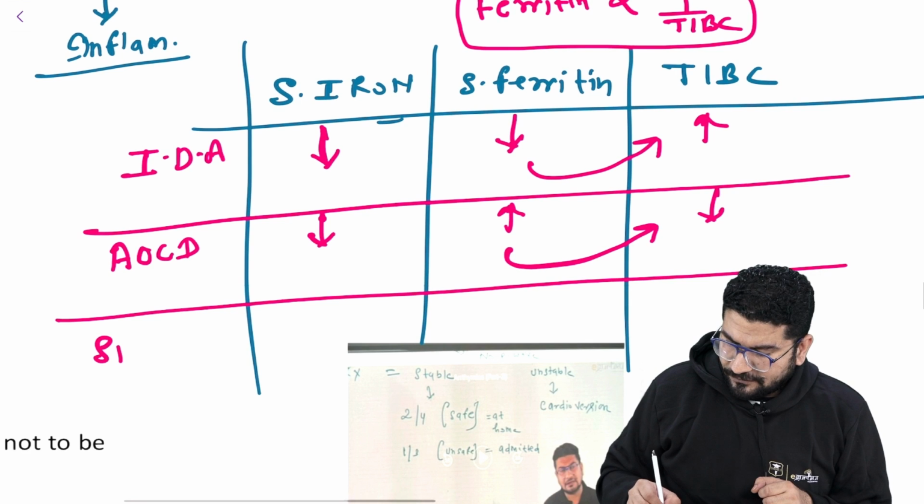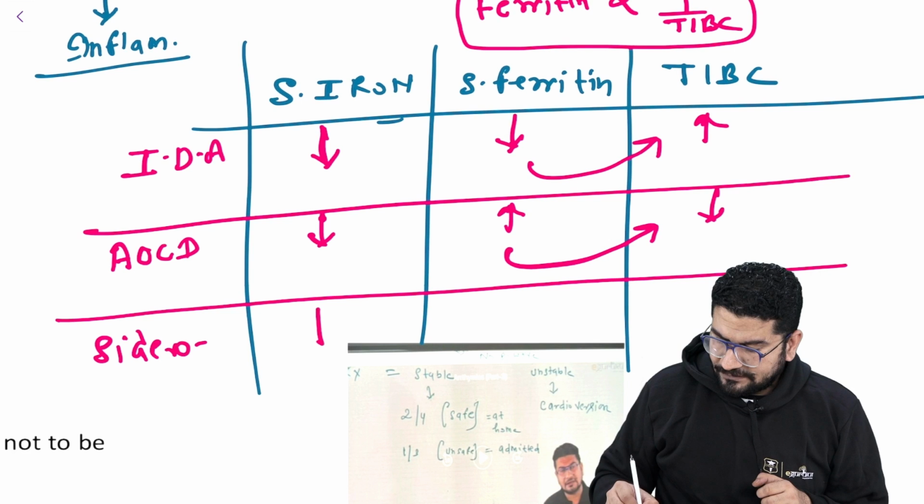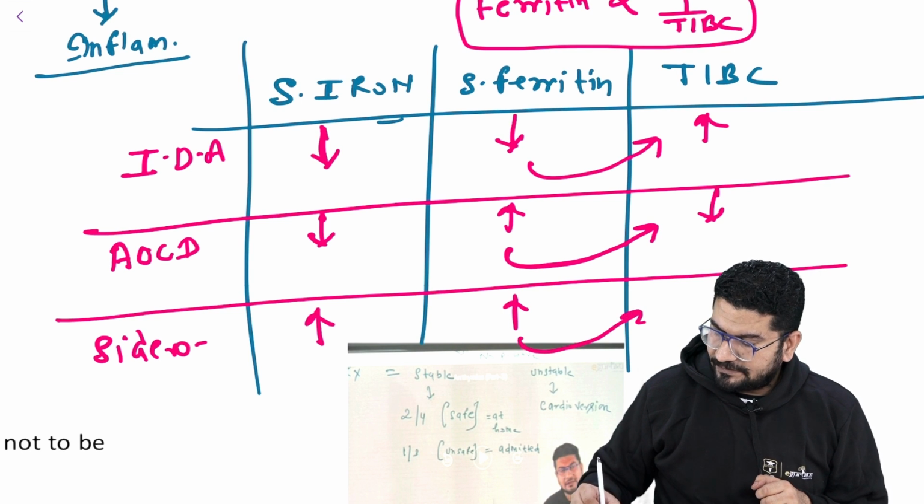Then if I talk about sideroblastic anemia, here you will see an iron overloaded state, so iron is more, ferritin is more, and TIBC will be decreased.